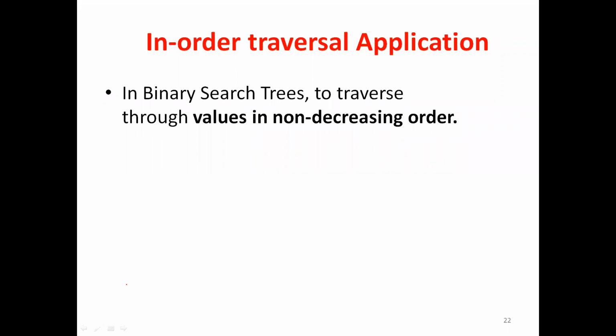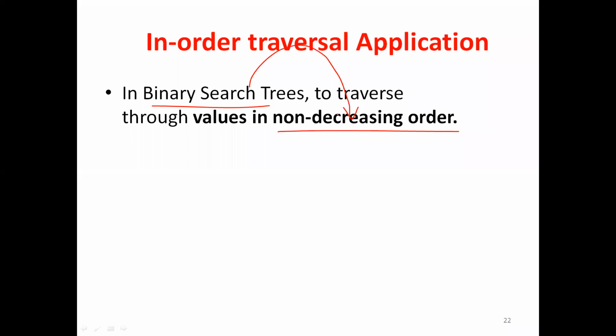In case of a binary search tree, we are able to print the values in non-decreasing order. Non-decreasing order in the sense like an ascending order. It will print in ascending order. Obviously, I am telling about binary search tree only. Keep in mind, this is a binary search tree. If it is a binary tree, it will print randomly, whatever the nodes are present, it will print.